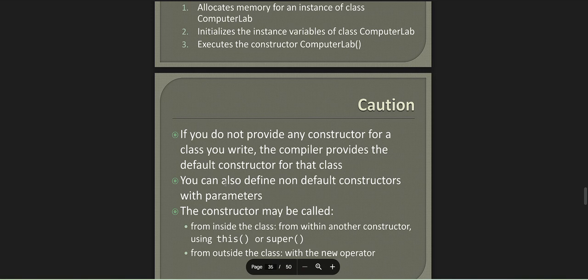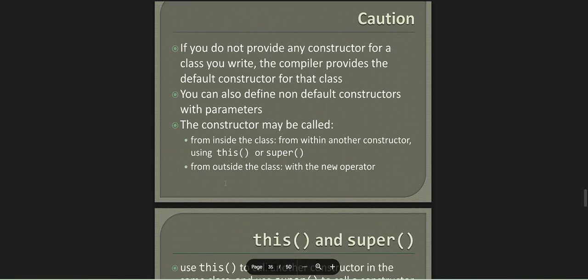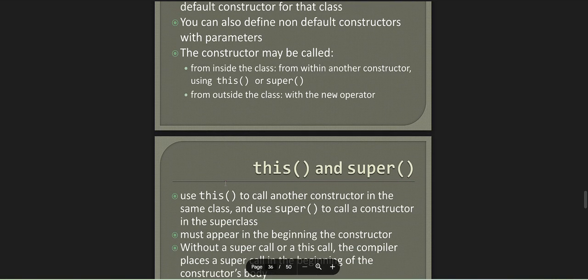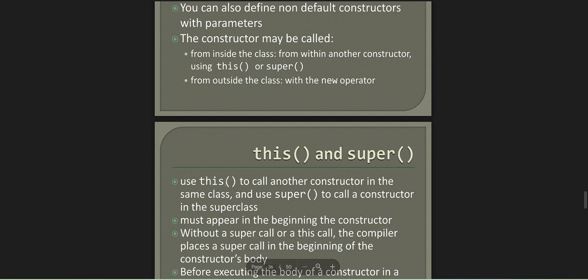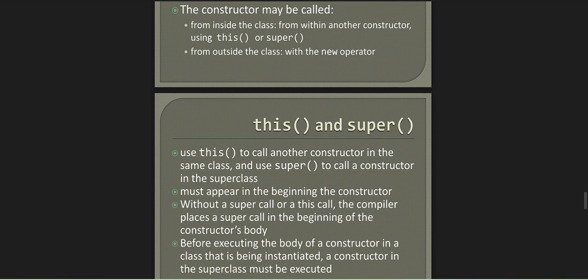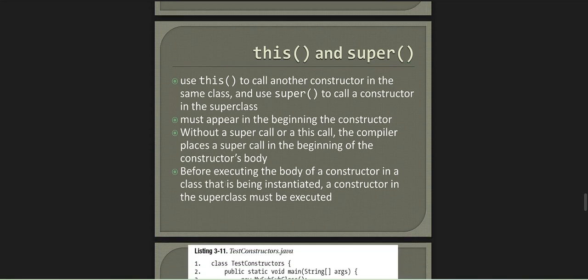You can also define a constructor with parameters. The constructor may be called from inside the class with this or super, and from outside the class. This is also used to call another constructor in the same class; use super to call a constructor in the superclass. It must appear at the beginning of the constructor body, before executing the body of the constructor in the class that is being instantiated. A constructor in the superclass must be executed.